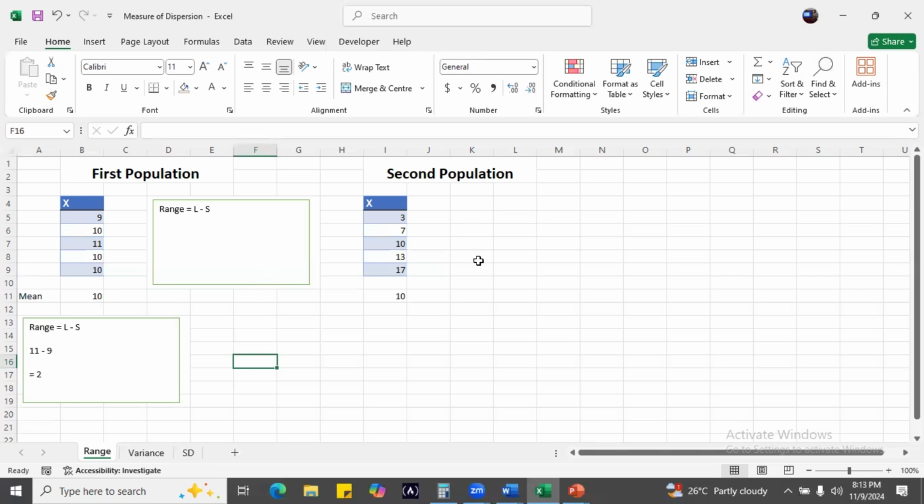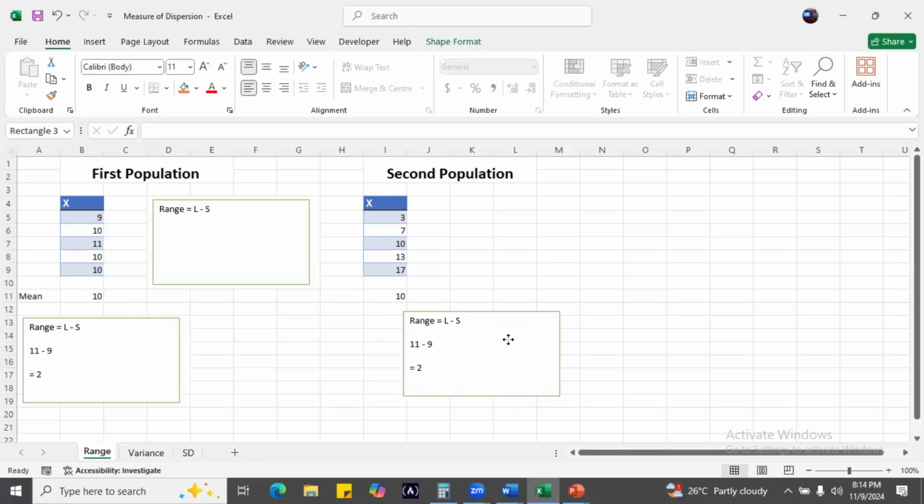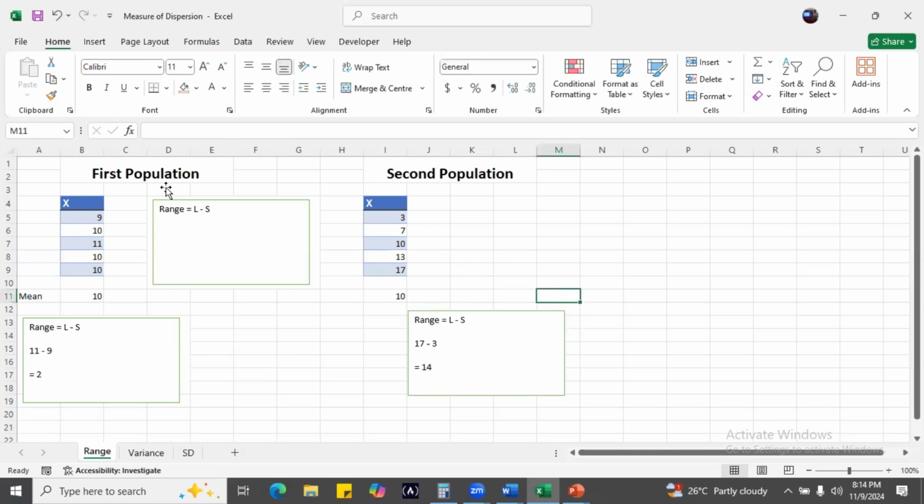Now, we come to this population. We have a mean of, right, of 10 still, isn't it? So now, if we come this way for this population, the range here is the largest number minus the smallest number. So the largest number here is 17, and the smallest number here is 3, isn't it? So that means it should give us a range of 14.